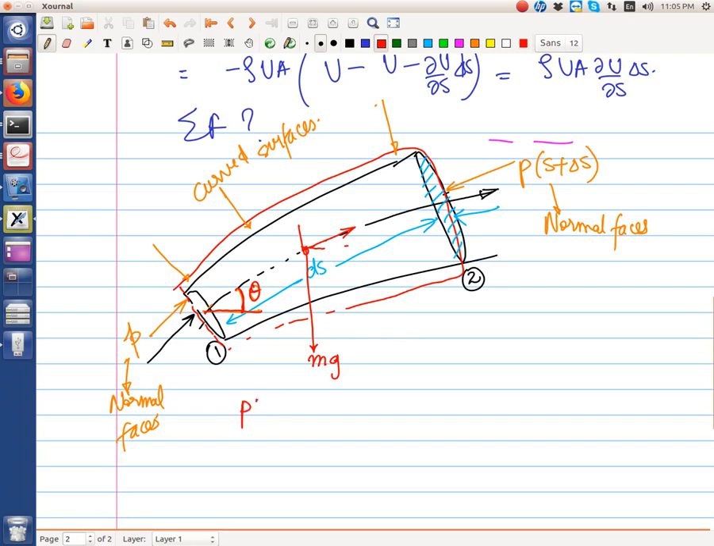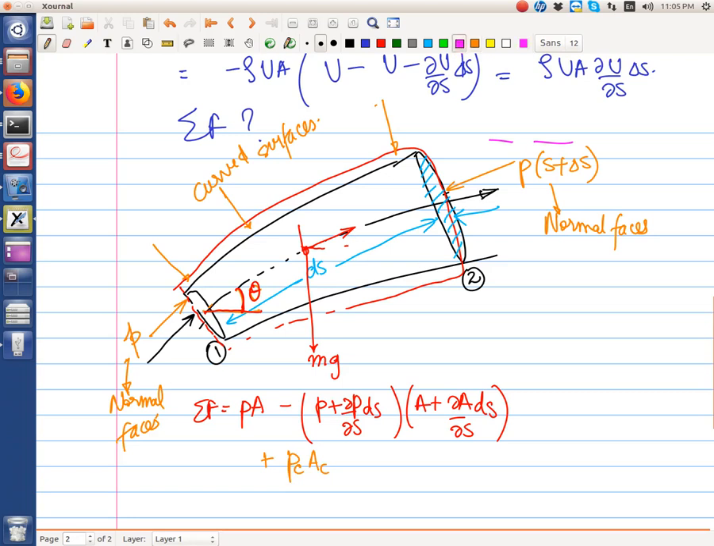So it will be P into A acting in the S direction. So the summation of force will be the contribution from the surface force first, minus P plus del P del S ds multiplied by A plus del A del S delta S. So these are the contributions from the normal faces. The second term will be the contribution from the curved surface, so let's write that down as P curved times A curved, and the last term will be the effect of gravity.